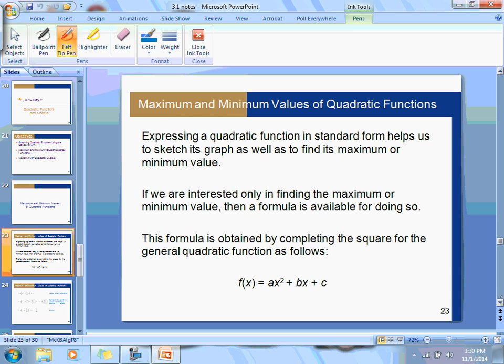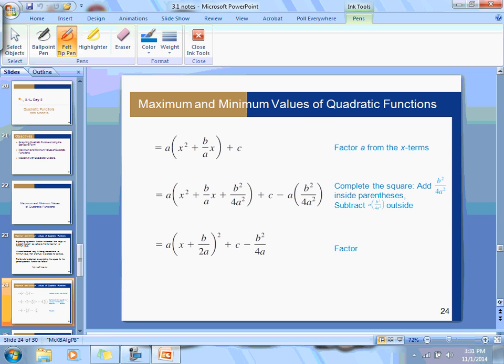Now, when we are completing the square and rewriting our equation from standard form into vertex form, that'll tell us our vertex and it'll tell us our maximum or minimum value. But if we don't want to complete the square, we can just use a more straightforward formula. And your book shows you how to get that formula.